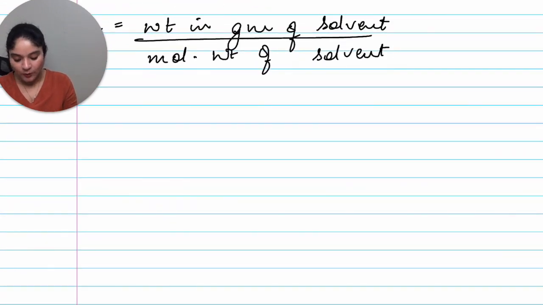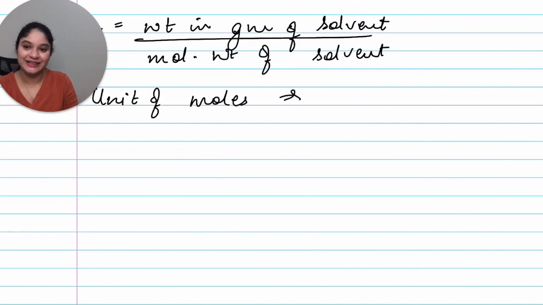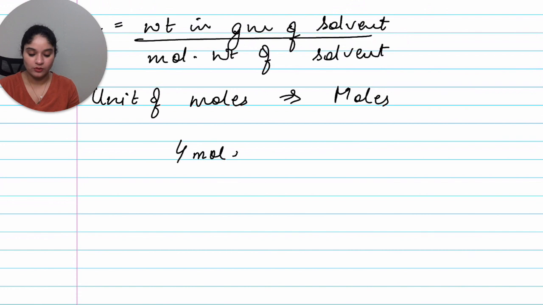Now let's talk about the unit of moles. When we talk about the unit of moles, it is nothing but moles itself, M-O-L-E-S. So if I have, let's say 4, what is the unit? 4 moles. That is how you write it.